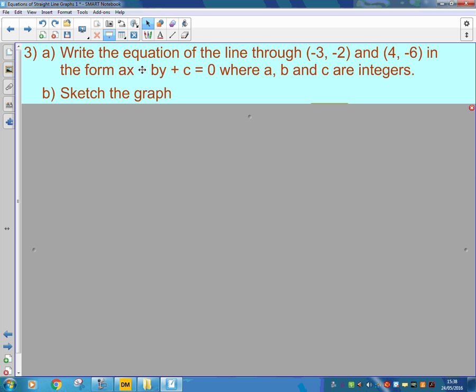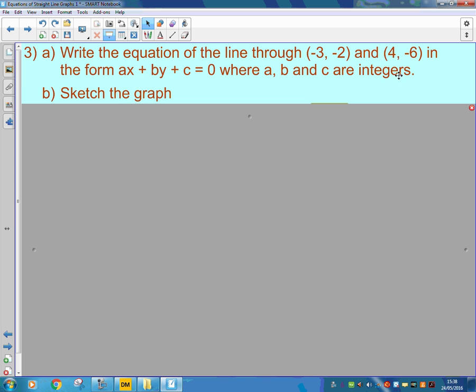Next one, question 3. Write the equation of a line through (minus 3, minus 2) and (4, minus 6), and we're writing it now in a different form. In the form ax plus by plus c equals 0, where a, b and c are integers.